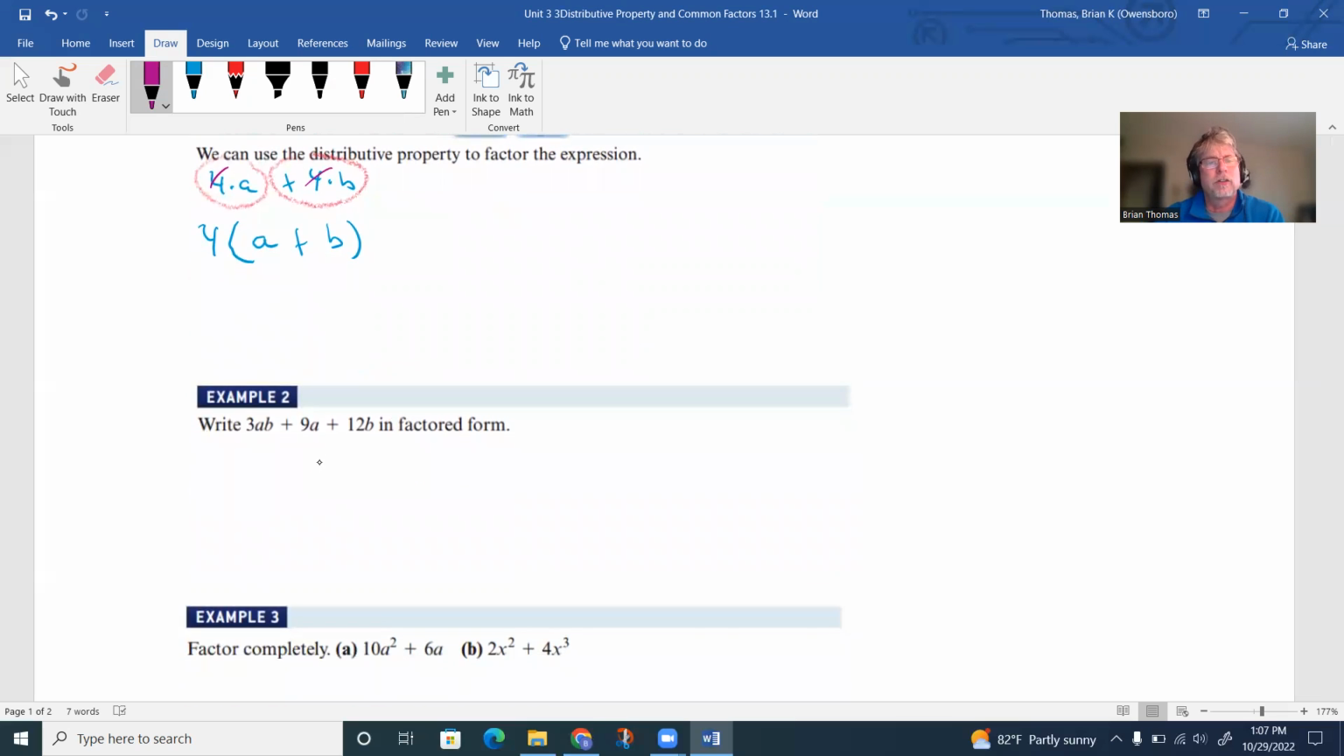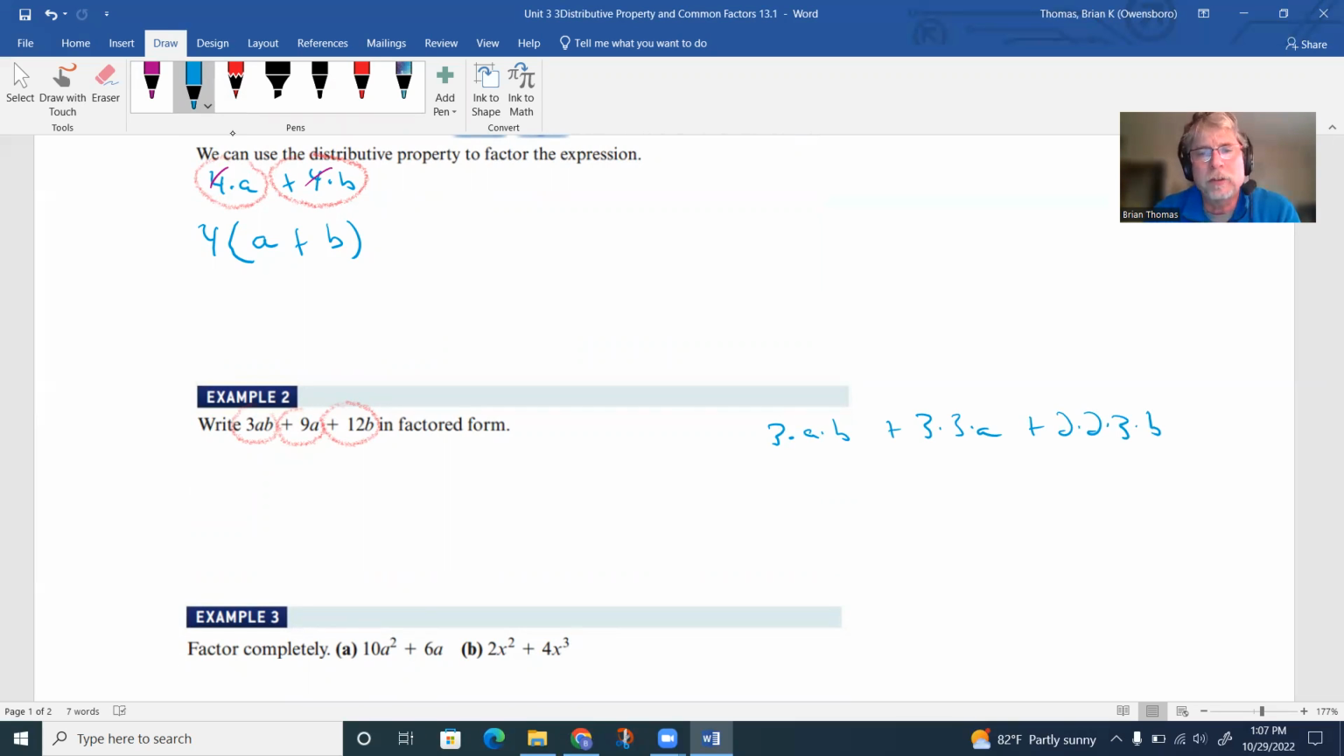So if I look at this expression 3ab plus 9a plus 12b, what I'm looking for is a common factor of all three terms. So what we're looking at is this 3ab, this 9a, and this 12b. Notice that the factors of 3ab are this 3, this a, and this b. The 9 has a 3 times a 3 times an a, and the 12 is a 2 times a 2 times a 3 times a b.